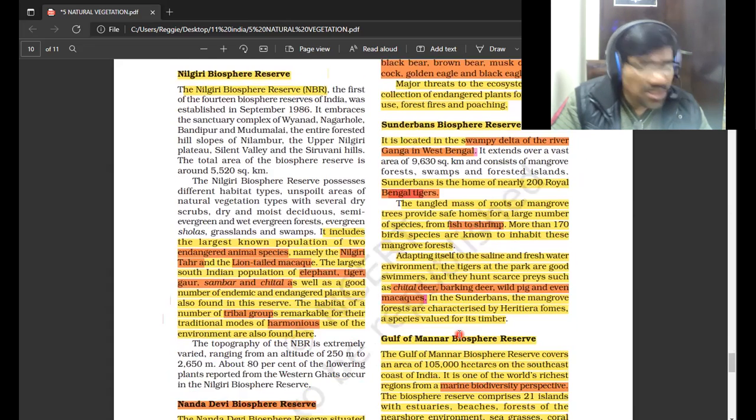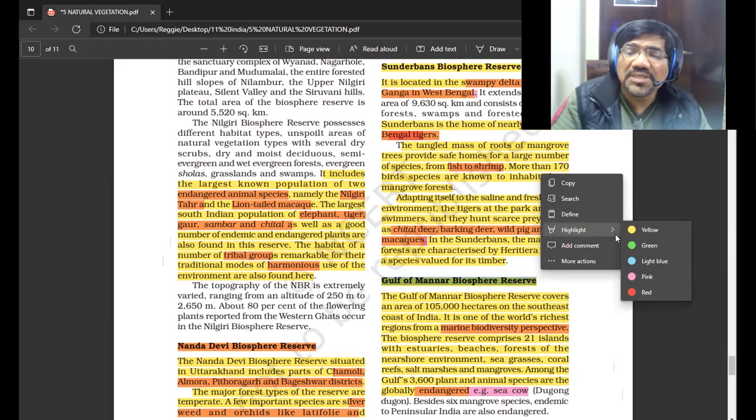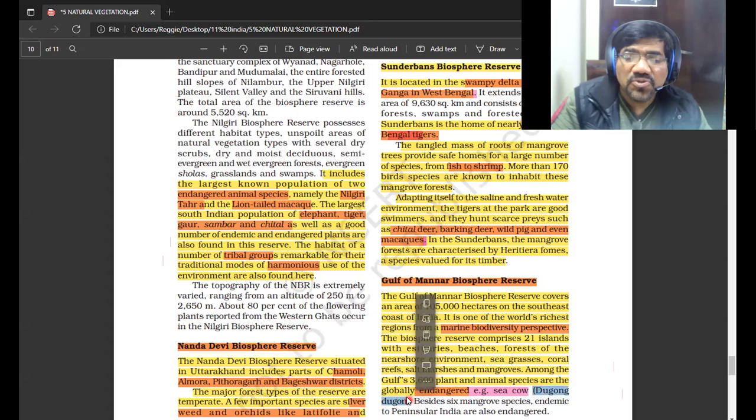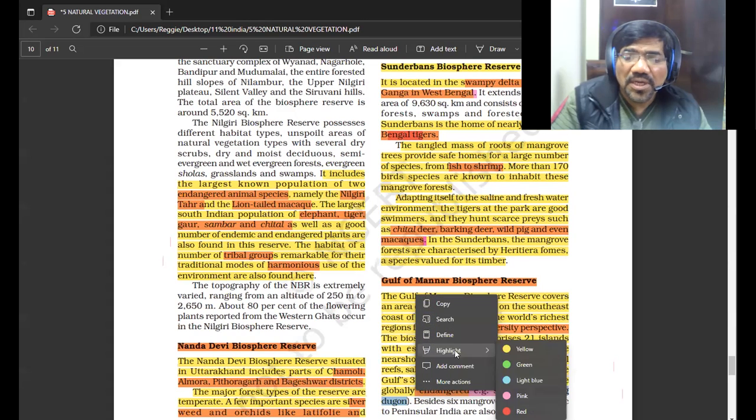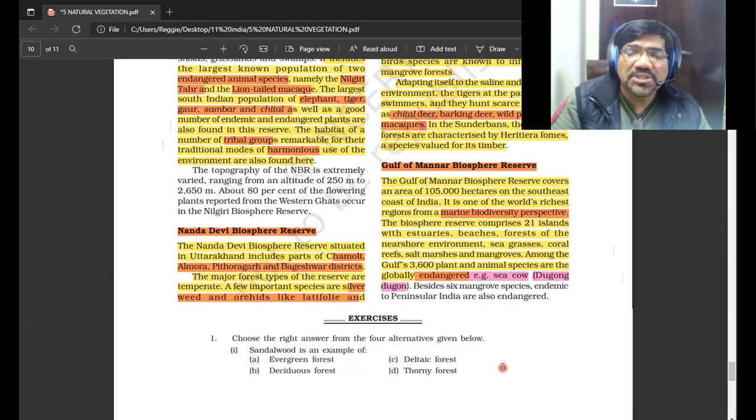With this, we come to the last important topic, that is the Gulf of Mannar Biosphere Reserve. These are the four which are mentioned in the book. And here you can see it has got a marine biosphere perspective, and it has got the endangered sea cow. And that's the name of this particular thing. How worthy it could be if I can show all of them to you. And I think I should make a PPT to show you all these animals separately.